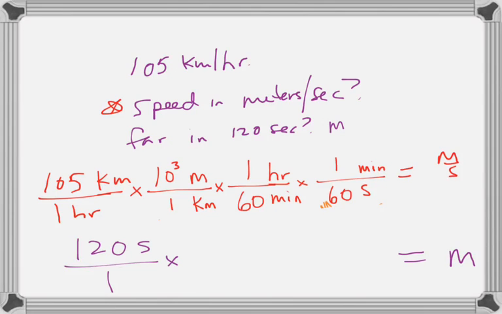Do we have a conversion that would get us to meters in our numerator, like our answer has, and get rid of seconds in our denominator? The answer from our previous problem. So we would take that number, slide it into here, multiply by 120. We now have the distance traveled in meters.